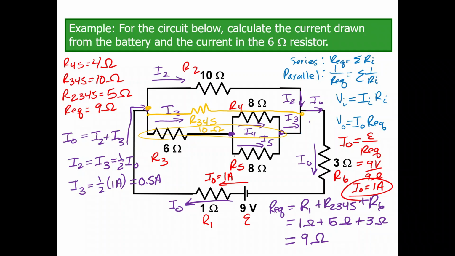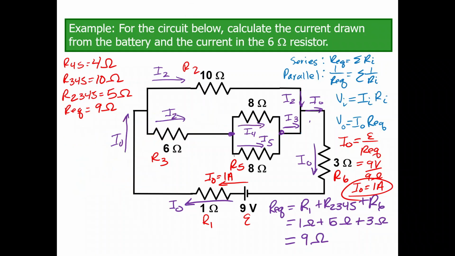What's another way? So let me pause here. What if I didn't notice that those two branches would have to have the current split equally? What else could I have done to solve this problem? Well, one thing I could have done is I could have chosen a loop. So I'm actually going to choose a loop this way. And I can choose that loop. The reason I want to choose that loop is that it's not really a series loop, but it's a pretty simple loop.